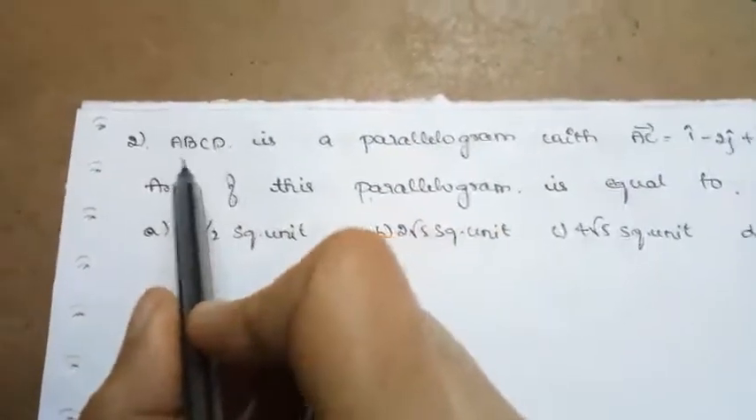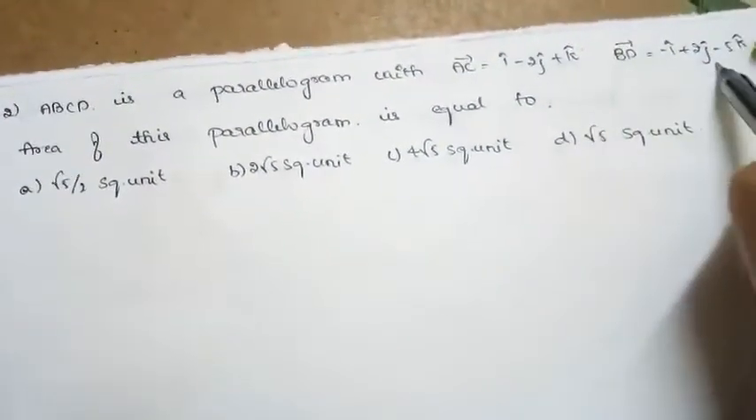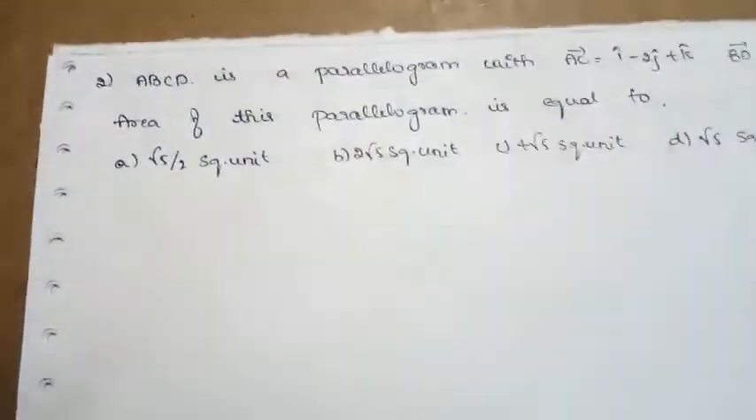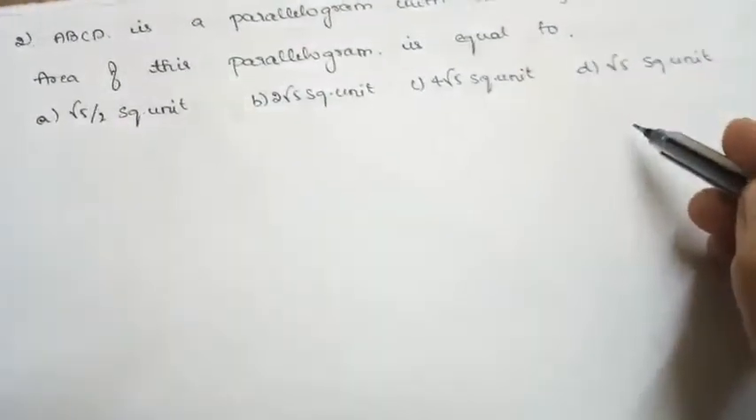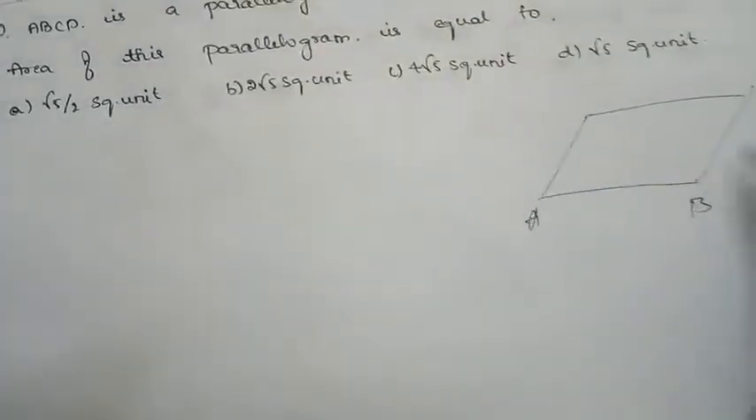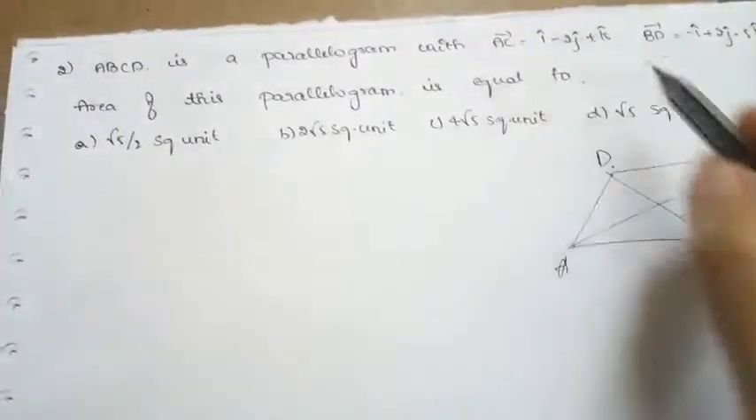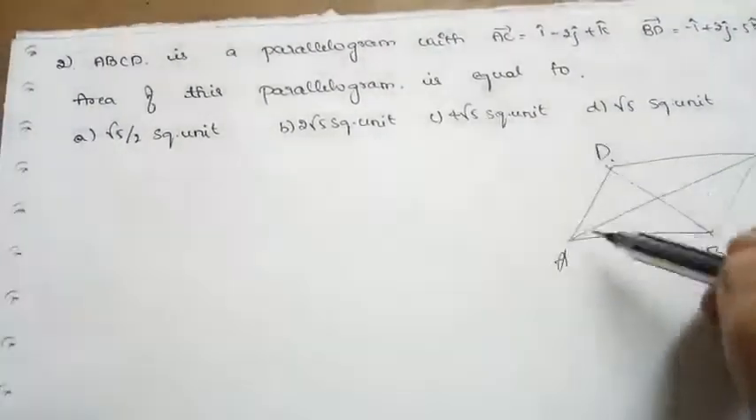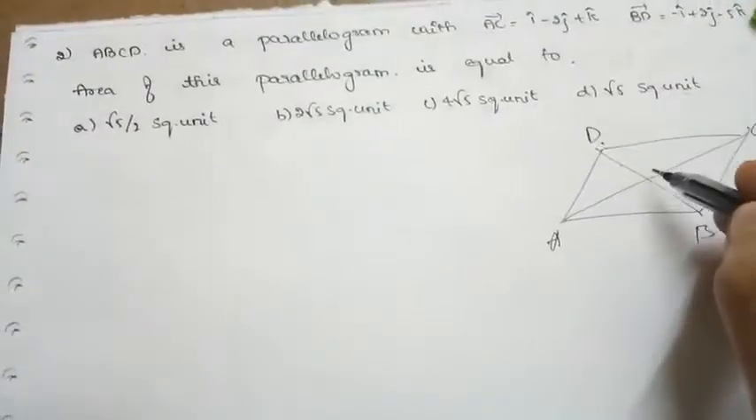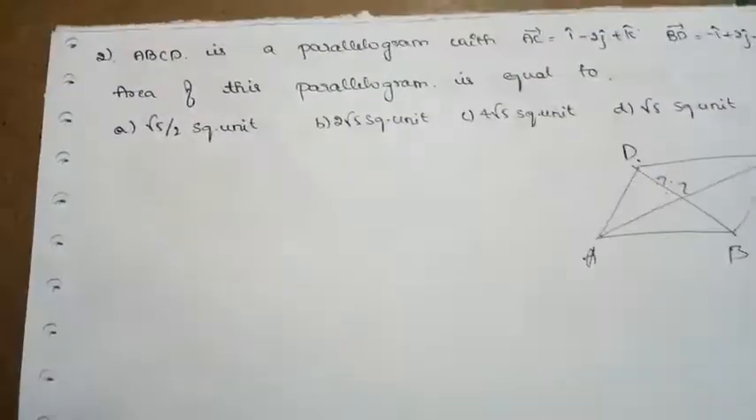They have given ABCD is a parallelogram with AC as one vector and BD as another vector. So we need to find the area of the parallelogram. Suppose I take a parallelogram ABCD. AC means what? The diagonal. BD means what? Diagonal. So what they have given here are the two diagonals of a parallelogram. By using the diagonals of a parallelogram, we need to find the area of the parallelogram.